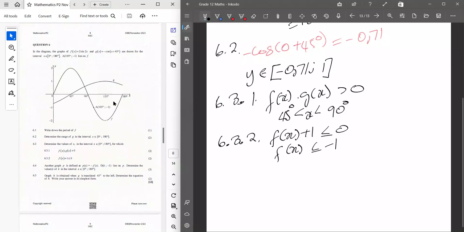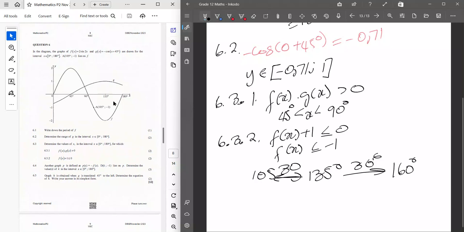So I'm going to show you this. 105 is not the midpoint, but the midpoint is 135. So this distance here, what is it? This distance is 30, so we also need another 30. So it means the other point must be 165.